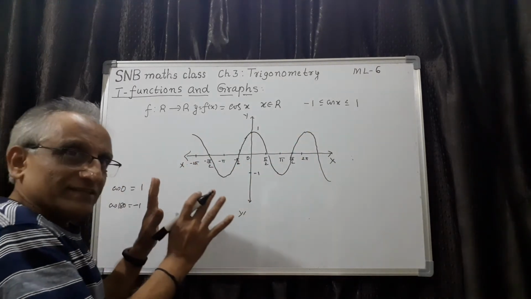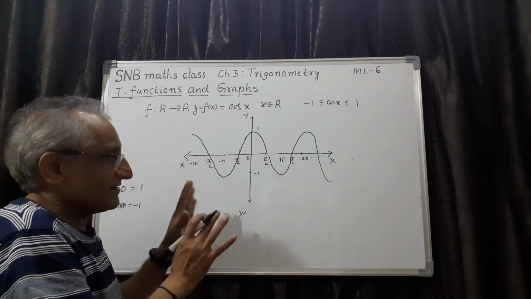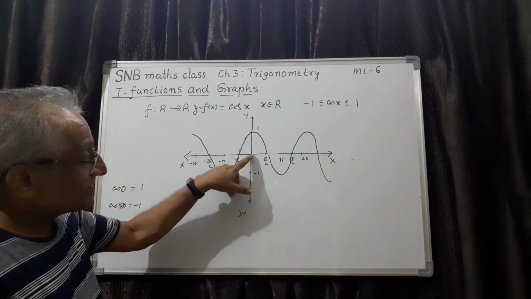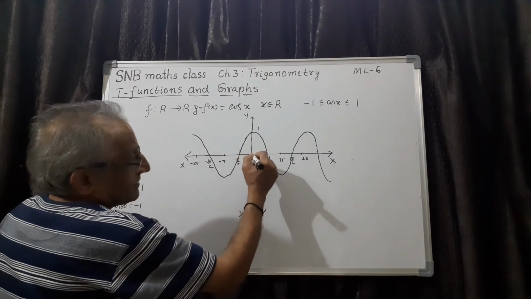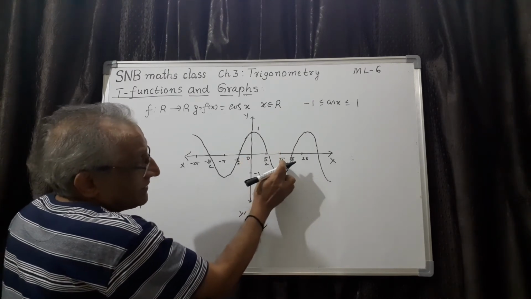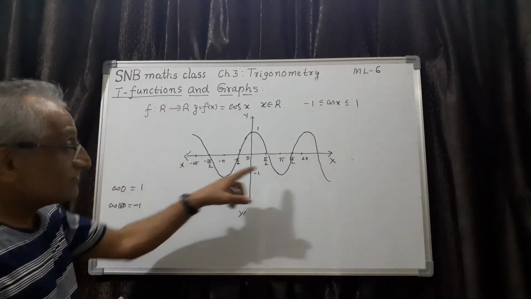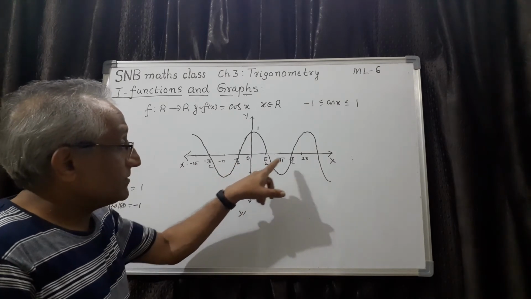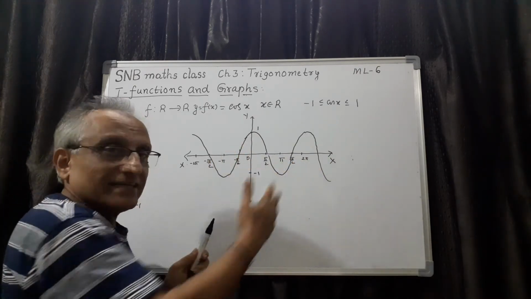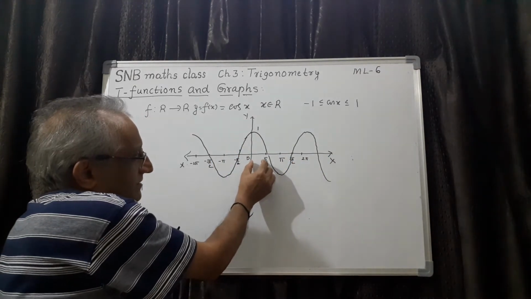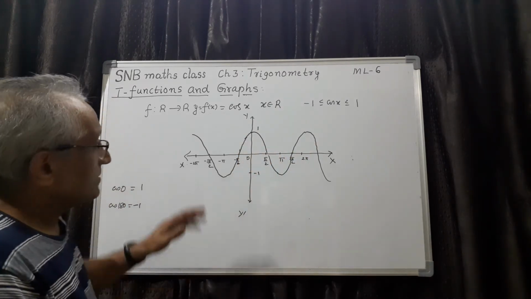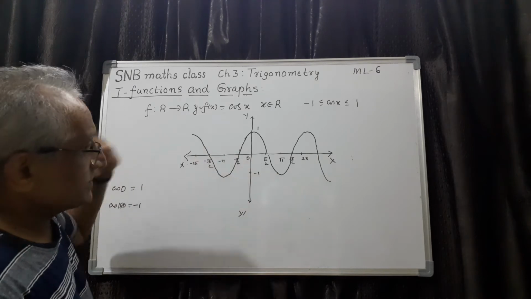The shape of the cos x graph is the same as the sin x graph, but what is the difference? In case of sine, the curve starts from here. See, try to understand. The sine curve cuts at 0, pi, 2 pi, etc., whereas the cos curve cuts the x-axis at pi by 2, 3 pi by 2, etc., odd multiples of pi by 2. So there is a shift, a pi by 2 shift, 90 degree shift. This is actually called the phase difference. So this is the curve of cos x.